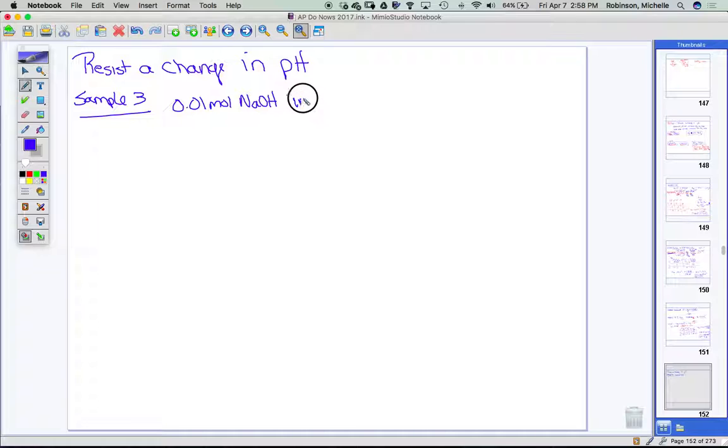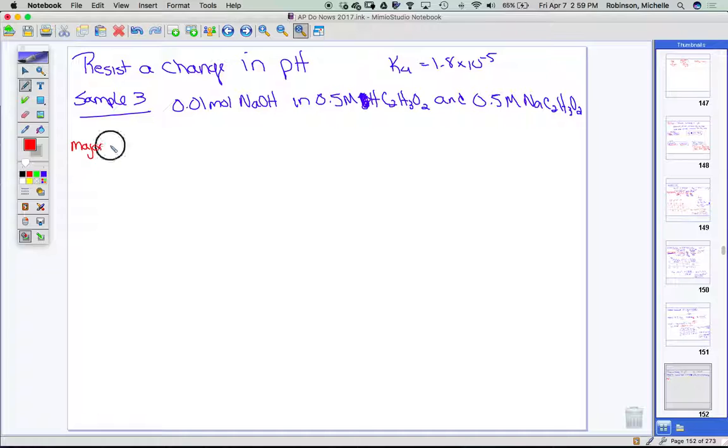So that says that we put it in 0.5 molar acetic acid, and it was 0.5 molar in sodium acetate. Okay, and they gave us the Ka was 1.8 times 10 to the negative fifth for the acetic acid. All right, list our major species. How do these things exist? Water. Okay, water. That's the easy one.